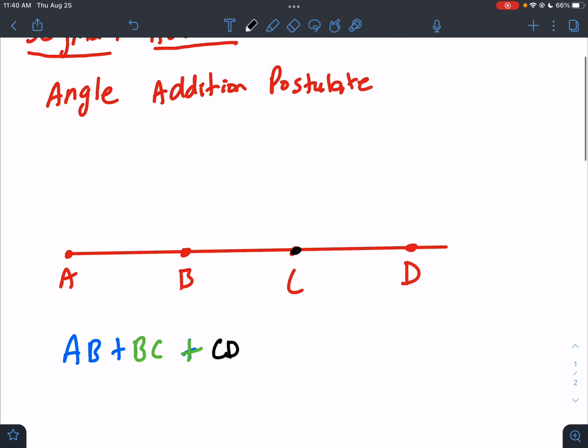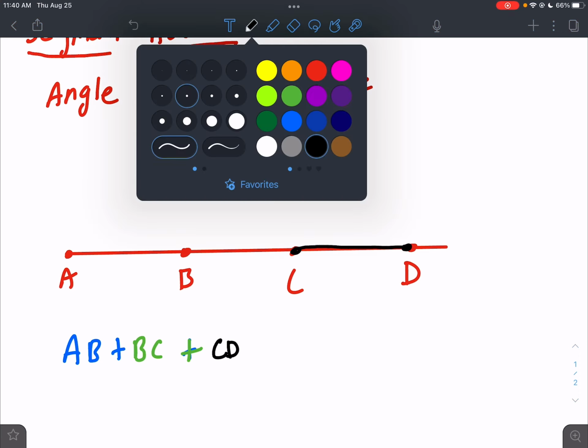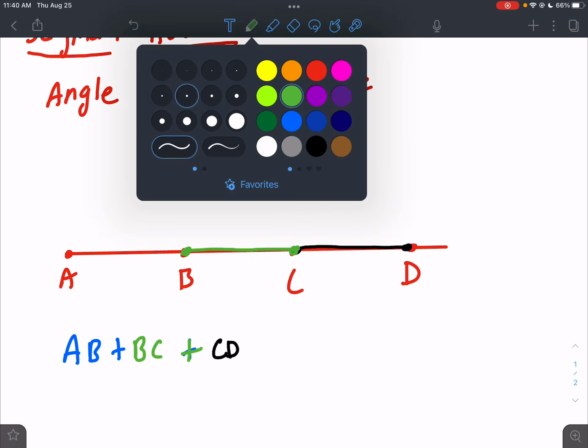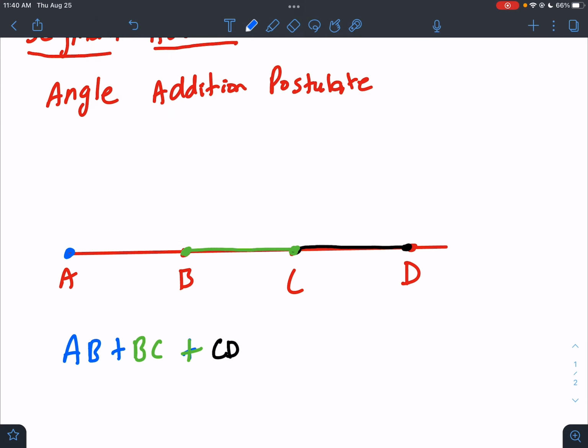Well, CD is the segment that starts at C and goes to D. BC starts at B and goes to C. And AB starts at A and goes to B. If you combine all of those things, you get the entire segment from A all the way to D. And that, my friends, is the segment addition postulate. That's it. All it says is if you add up the small segments, if they're connected on the same line, that you're going to add up and equal the whole thing.